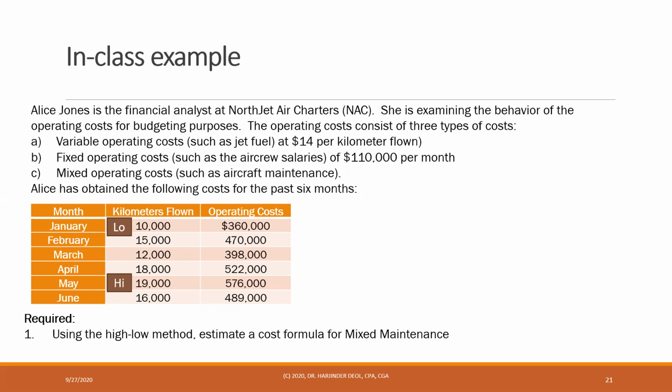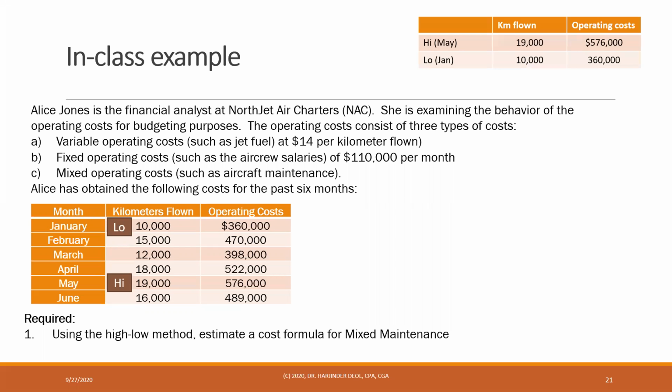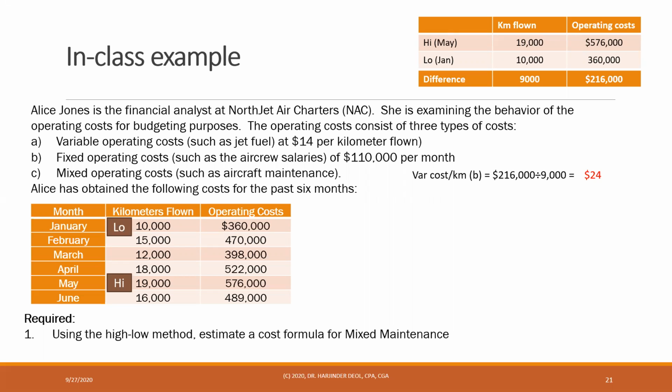Once we get our high and low data points, then we can calculate the difference between the kilometers as well as the dollar value or the cost. So our cost differential between the high and the low point is $216,000, for the difference of 9,000 kilometers between the high and the low point. So if we take $216,000, divide that by the kilometers difference of 9,000, then our total variable cost is $24 per kilometer.